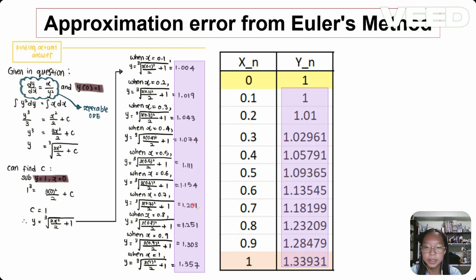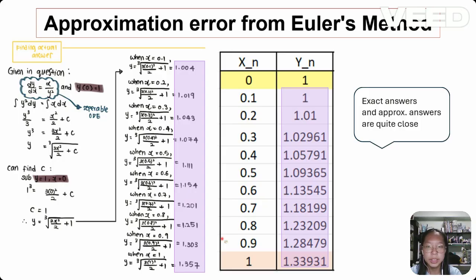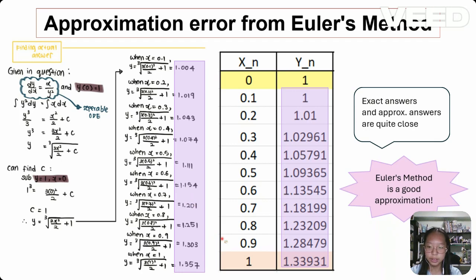Then I can compare my answers from the Excel spreadsheet, which is the approximate answers, and my actual answers that I calculated just now. And since they are quite close to each other, we can say that Euler's method is a good approximation.